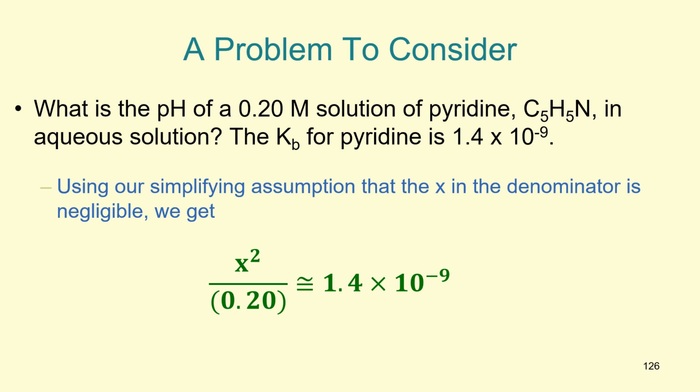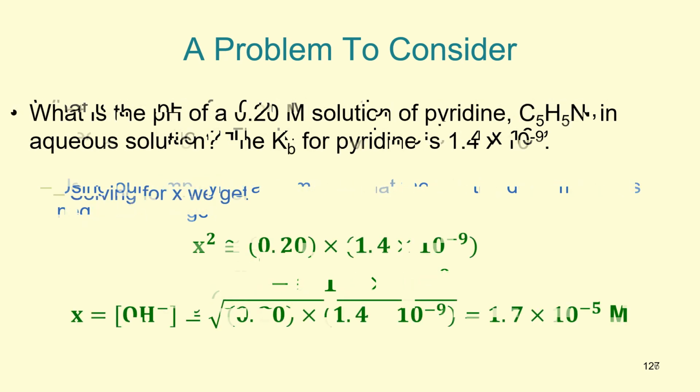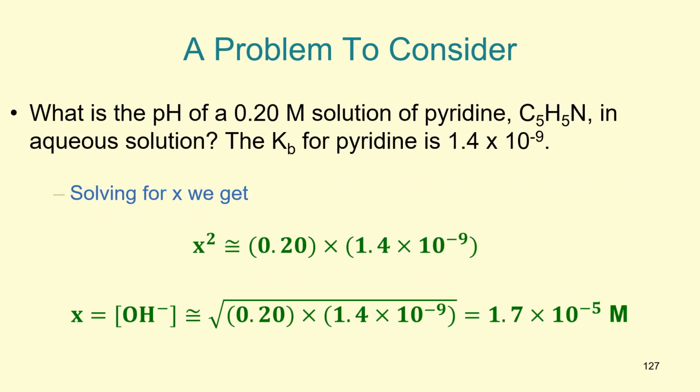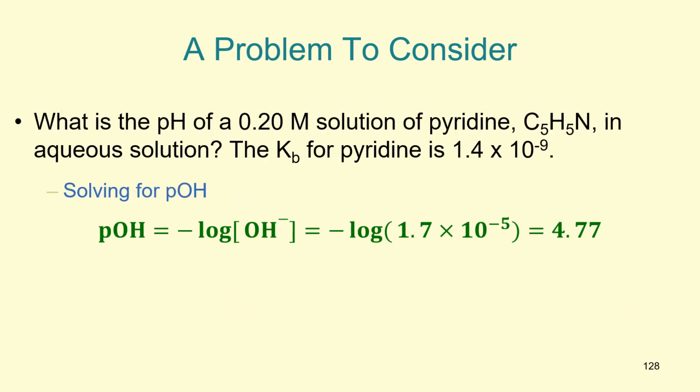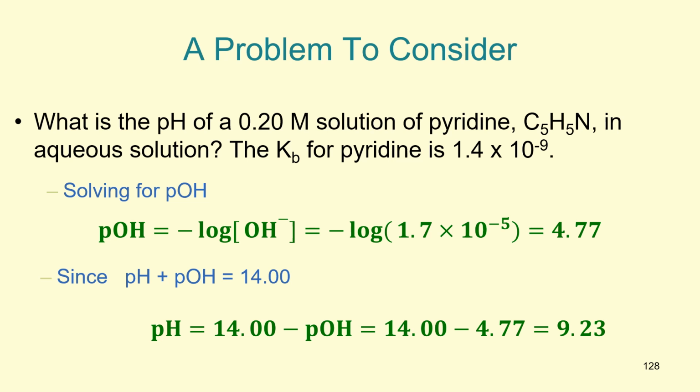So now we're just going to solve this for X. Multiply both sides by 0.2 and then take the square root. So OH negative is 1.7 times 10 to the minus 5th molar. So now we can solve for pOH. Don't forget X equals OH negative. So pOH is 4.77, and then pH is 14 minus 4.77, or 9.23.